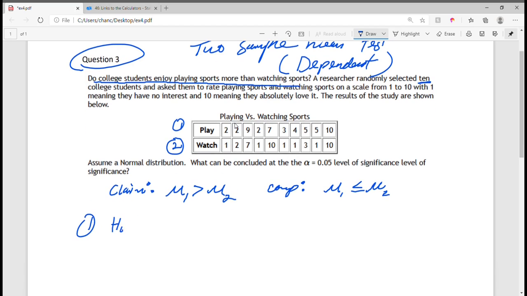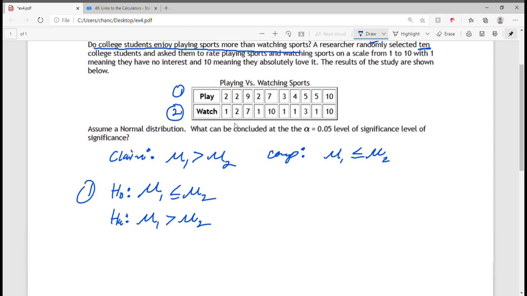Step 1 is to state the null hypothesis and the alternative hypothesis. The one with the equal sign is the complement, so that's H0. Mu1 is less than or equal to mu2. HA is mu1 is greater than mu2. Step 2 will state alpha. Alpha is equal to 0.05.